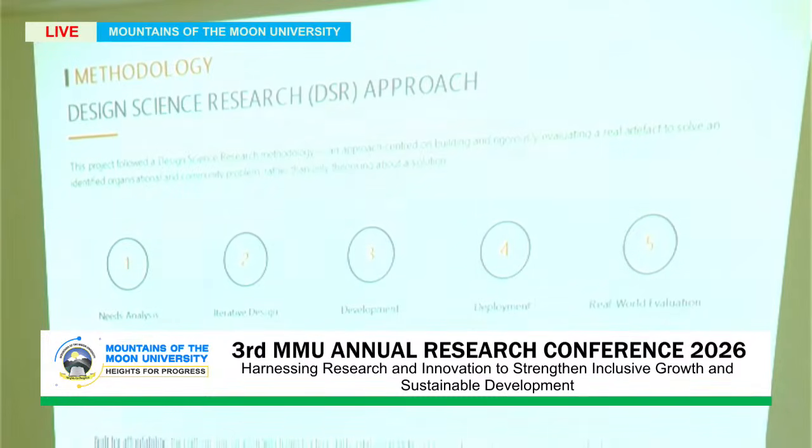The methodology we use. We are still young, and we happened to employ a methodology which we never knew about. But when we went to do research, we found it is called the design science research approach. So what does this approach do? This project followed the design science research methodology, an approach centered on building and rigorously evaluating a real solution to solve identified organizational and community problems, rather than only theorizing about a solution.